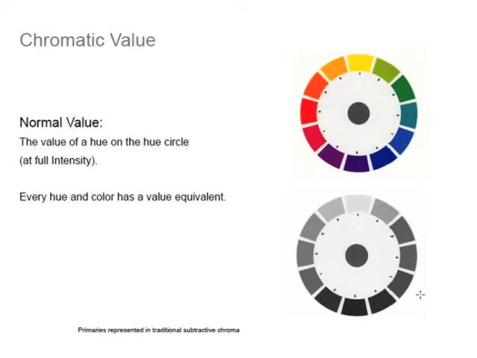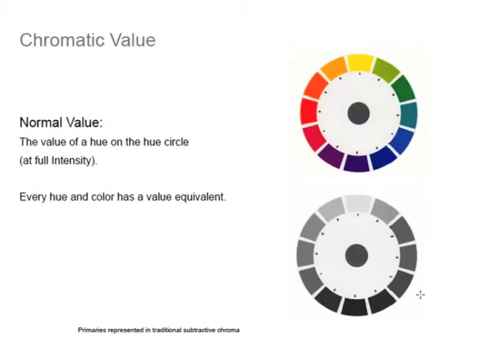When we talk about normal value, we're talking about the value of a spectral level color, meaning a hue. So we're talking about the value of hues on the hue circle before they are tinted, shaded, toned, and neutralized and create other colors. Normal value is the value of color at full intensity, and that would basically mean spectral or hue level. The top diagram, the hue circle, is showing all the chroma. That same circle has been converted to grayscale below.